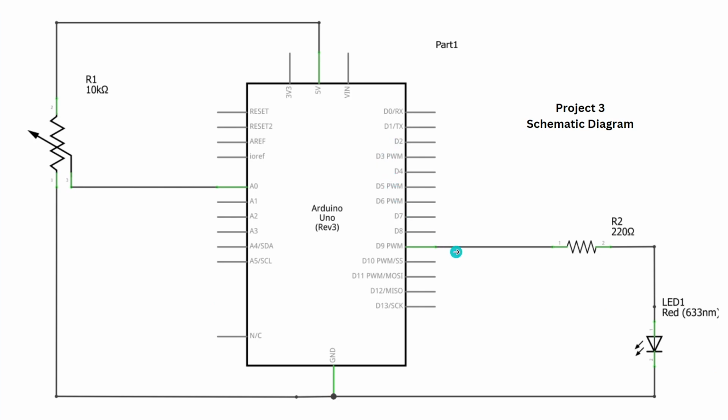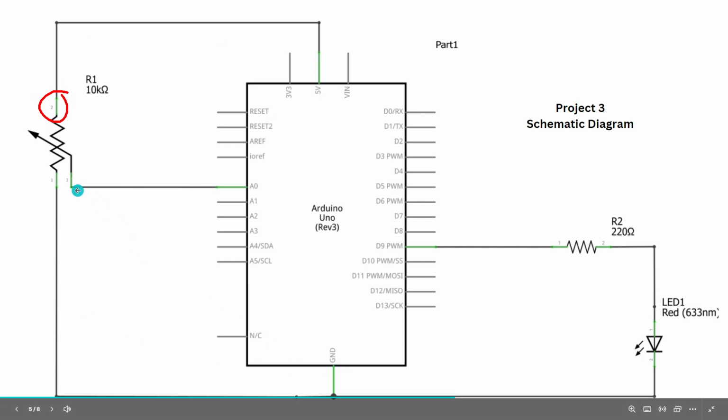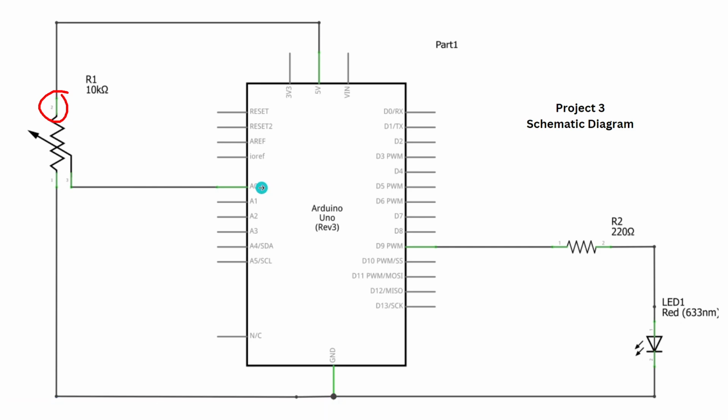Here, as you can see, terminal 2 goes to the 5 volts, the other terminal is to our ground, and the third one is to our analog 0. And of course, we have some changes with our LED. Instead of putting it in D13, or digital pin 13, we put it in D9 because of the PWM output. D9 and other pins can produce PWM signals.